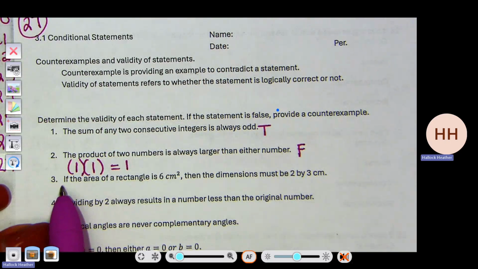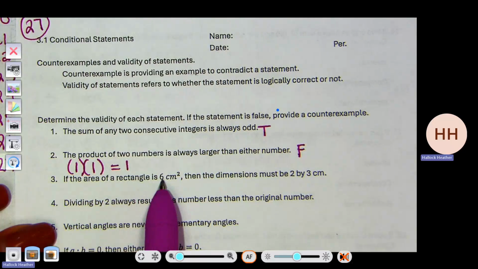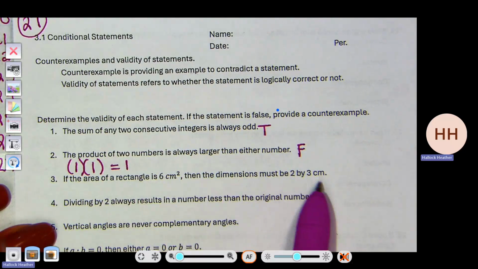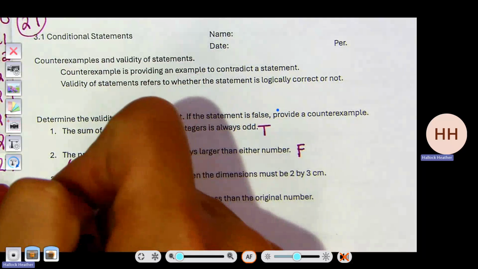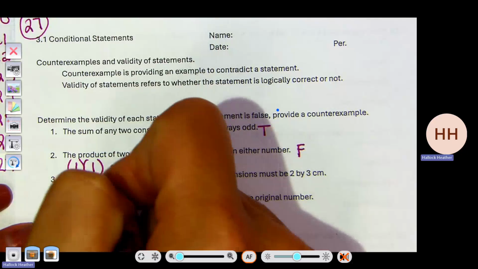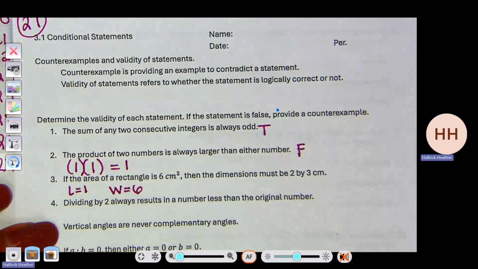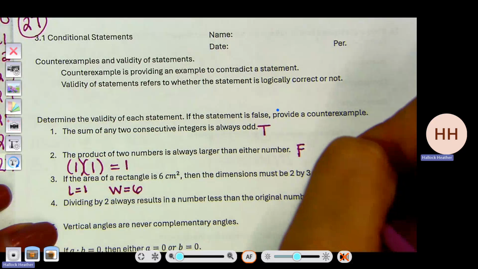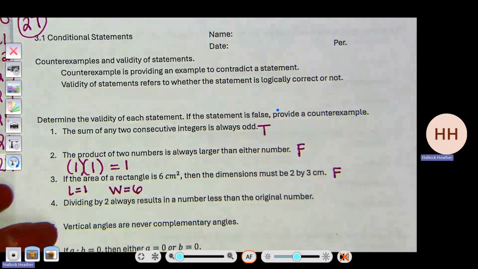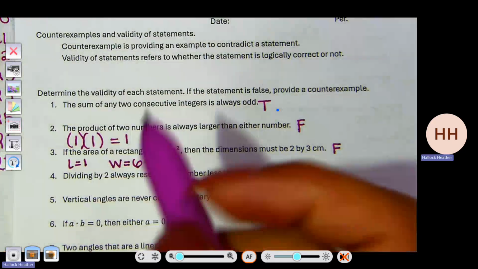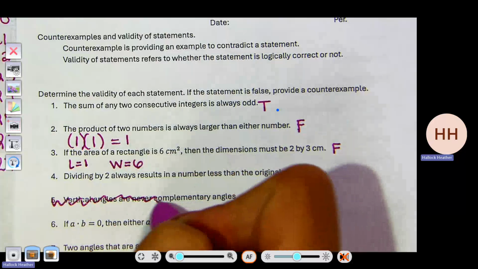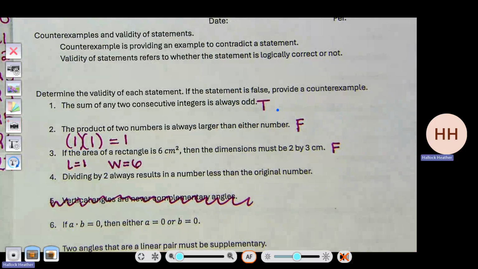For the next one, it says if the area of a rectangle is 6 centimeters, then the dimensions must be 2 by 3. That is false. What is a counterexample for that? 1 and 6. I could use a length of 1 and a width of 6. If I do length times width, that is still 6. So this is false. Take a second, read number 4. We're going to skip number 5. So try number 4 in your brain.